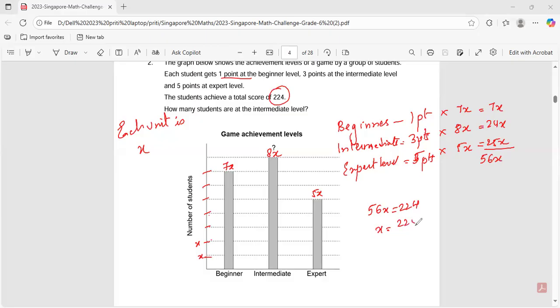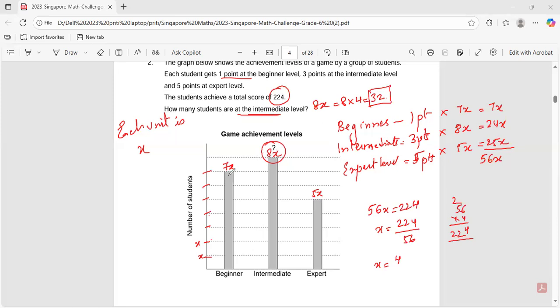Therefore, x equals 224 over 56. So if you do 56 times 4, you get 224. So x is equal to 4. Now, this is not my answer. What is the question asking? How many students are at the intermediate level? The number of students is 8x. So you do 8 times 4, which is 32. So the final answer is 32. These many students are at the intermediate level.